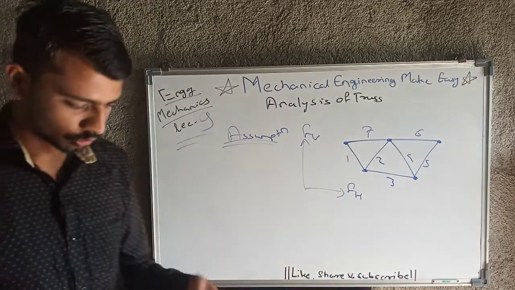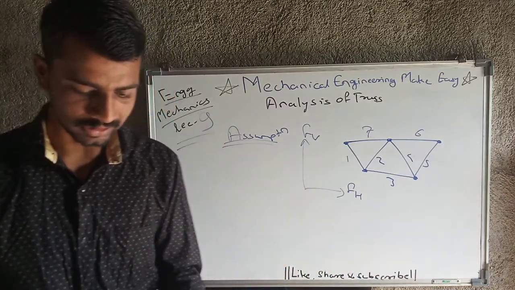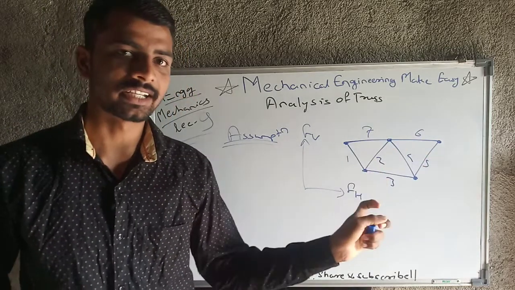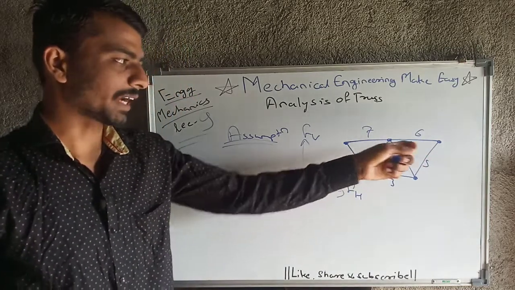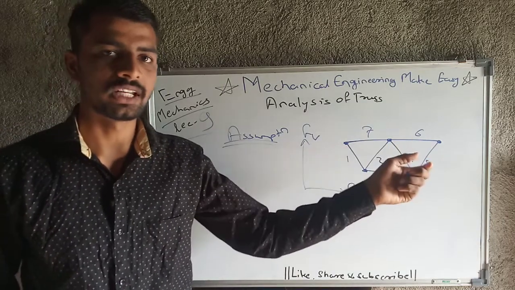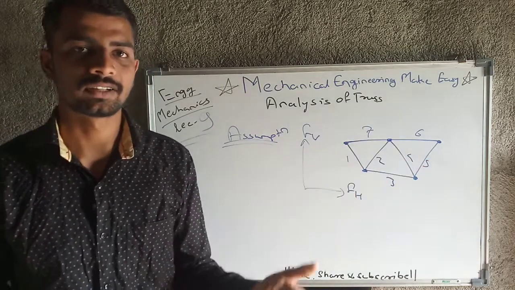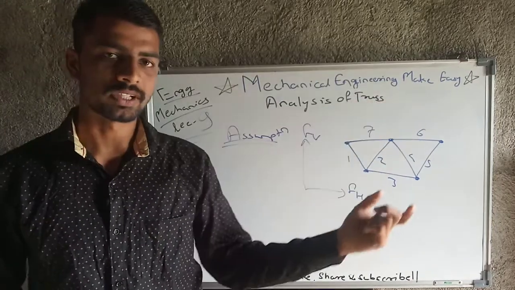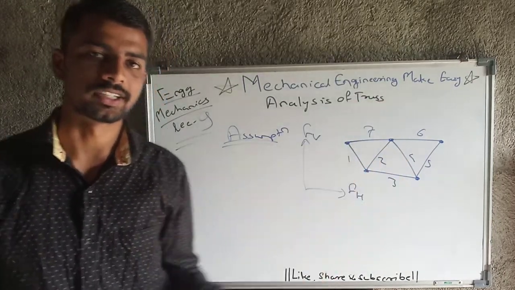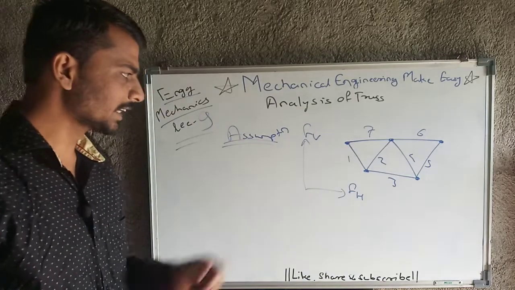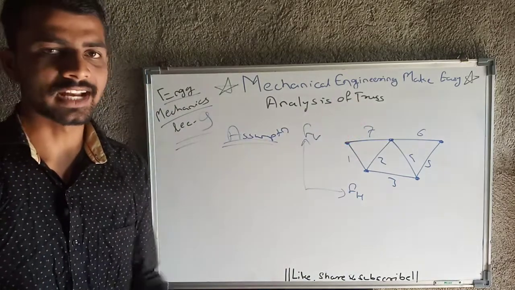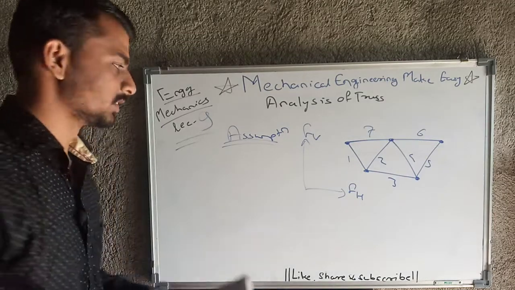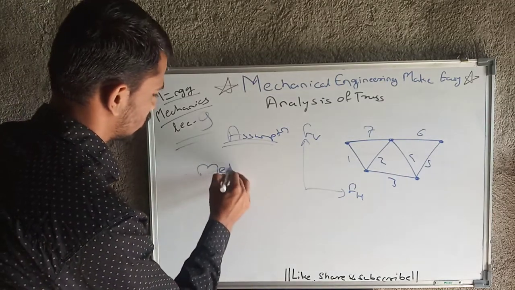The next assumption is that the weight is neglected. The weight of truss elements is neglected here. Practically there will be weight of every element, that may be 2 kg, 5 kg, 100 kg, but while going through analysis of truss we will neglect the weight of the truss. These are some assumptions we have made for analysis of truss. Then next we will look at the methods of analysis.